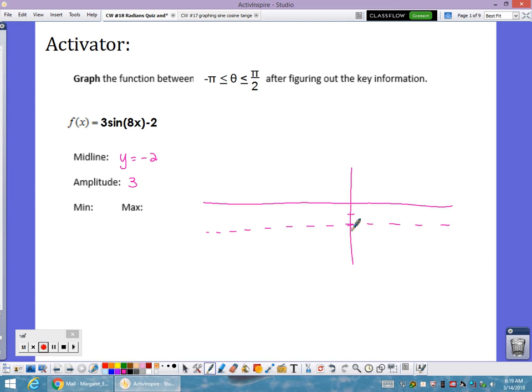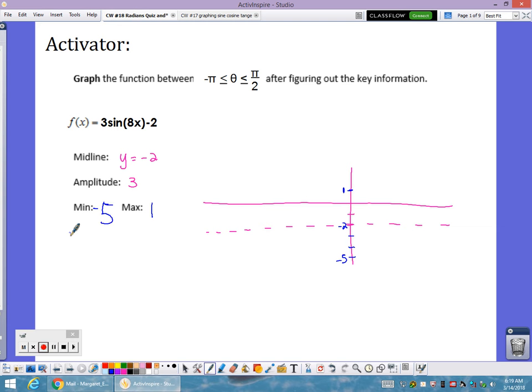All right, and from there, I'm going to go above and below 3 units. 1, 2, 3. So that actually is just 1 above 0, right? This is -2, and then 1, 2, 3, -5. All right, so max and min, very highest we're going to go is 1. Oh, sorry, max is 1 and min is -5.